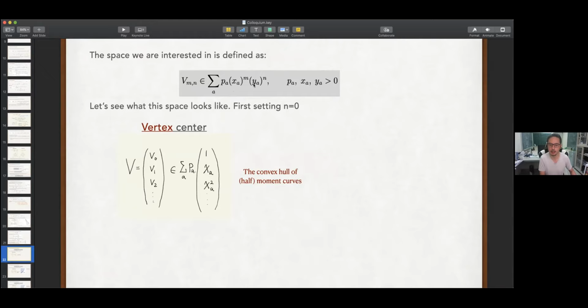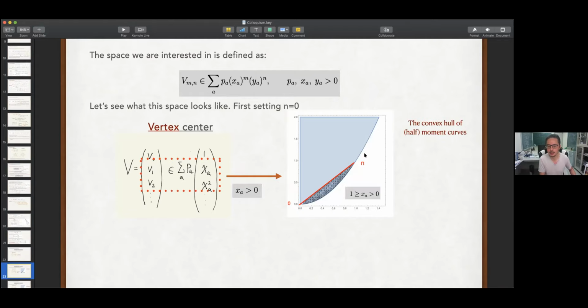So first, to see how you carve out this space, let's forget about the Y part. Just look at the single X part. So from the vertex-centered point of view, we have a bunch of coefficients here, which will be our EFT coefficients given by the positive sum of things that live on the moment curve. What does this space look like? Well, if I just take these two components and plot it out, this is how the space will look. And of course, not only are they positive, but they're actually living on this curve, on the upper corner here.